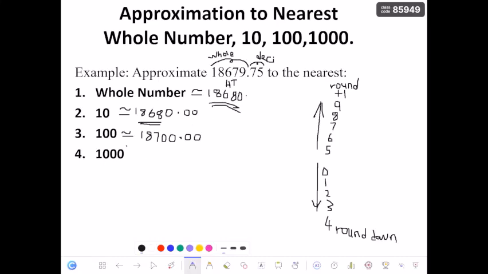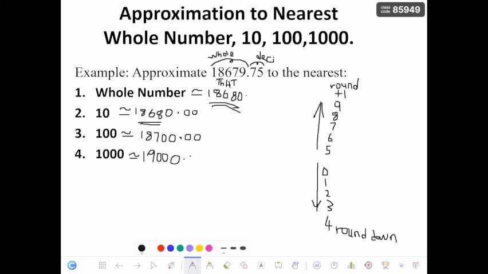Then the last one, which is 1,000. 1,000 is this place. This is 1,000. The 8 is the 1,000. So if this is 1,000, what will you do? Check the next after the 1,000. You are coming from your left. Sorry, 1 8. So 8 is 1,000. So 6 is nearer to 1,000, and 6 is round up. That means you are adding 1 to 8. So your answer for nearest 1,000 will be 19,000. So this is your answer.